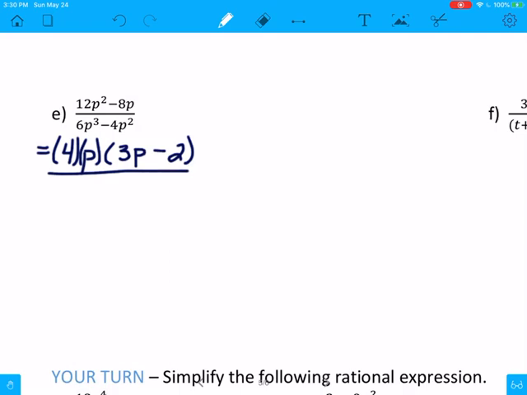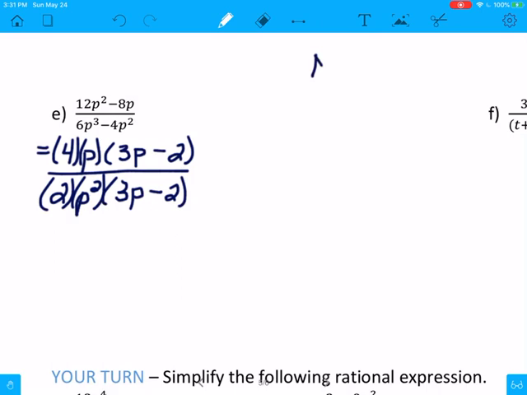All over. 6p cubed minus 4p squared, I can take out a 2p squared. 6p cubed divided by 2p squared is 3p. Minus 4p squared divided by 2p squared is minus 2. And then the 2 and the p squared are in brackets separately because they're multiplied.